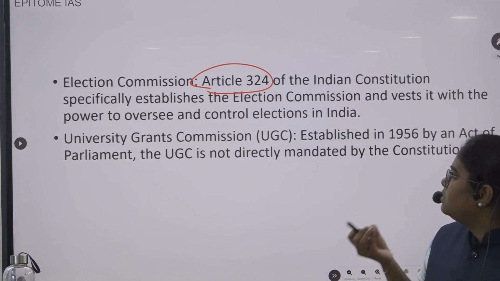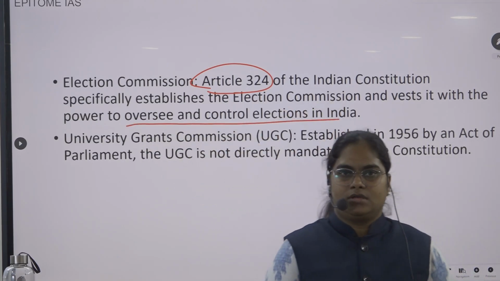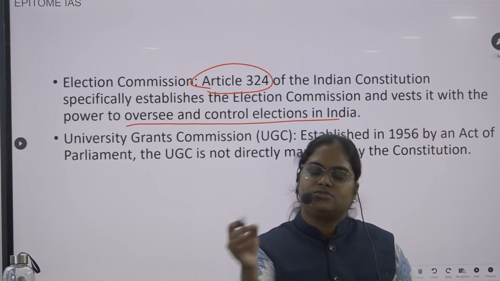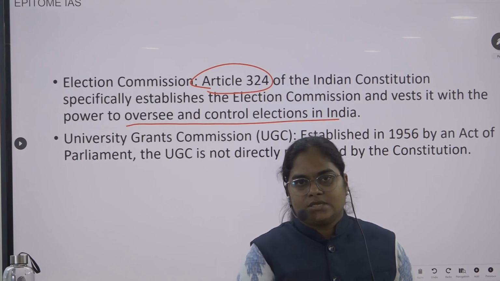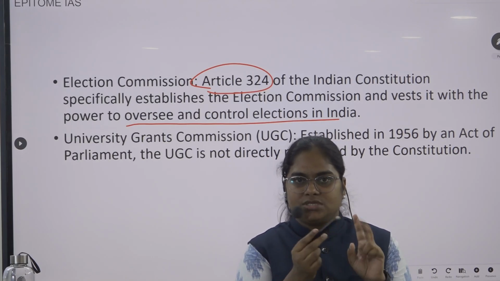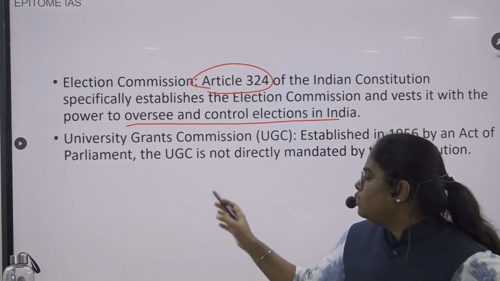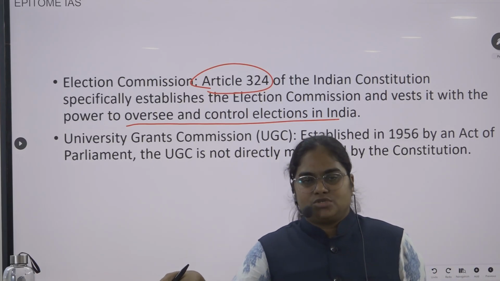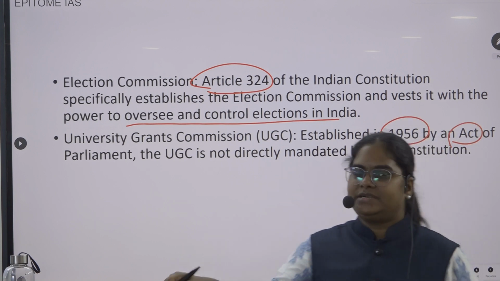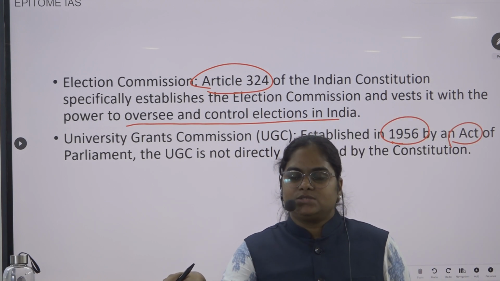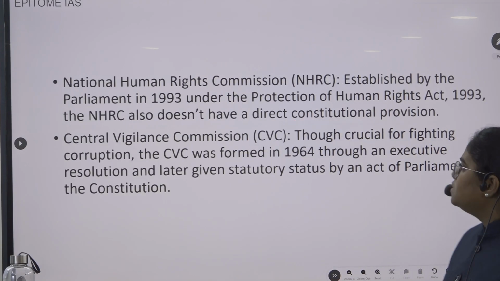And what is the major purpose of this Election Commission of India? To oversee and conduct elections in India. This is the major function of the Election Commission of India, and it is a 3-member body. We already read this. What are the members? Chief Election Commissioner and 2 other election commissioners, totally 3 members. Now, what about University Grants Commission? Technically, University Grants Commission was established by an act of Parliament. It is a non-constitutional body, and it is not directly mandated by the Constitution.